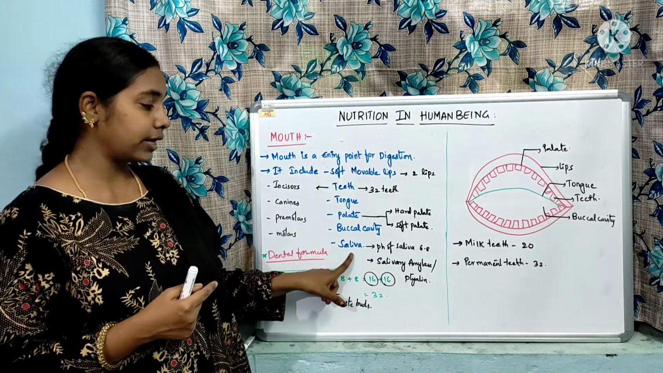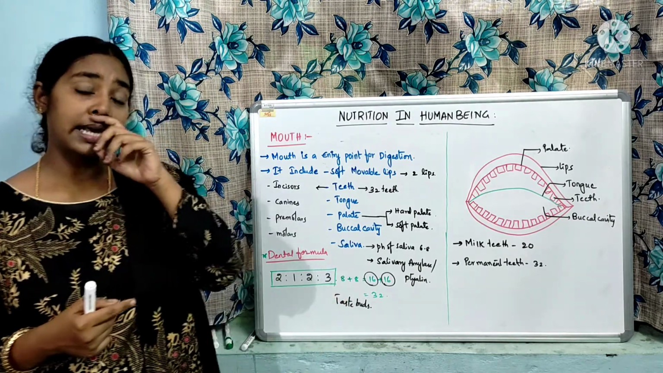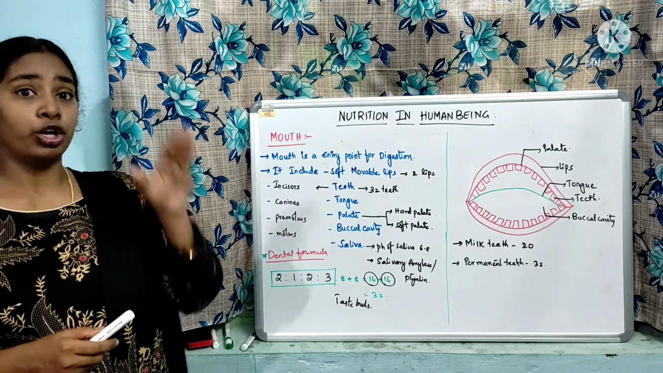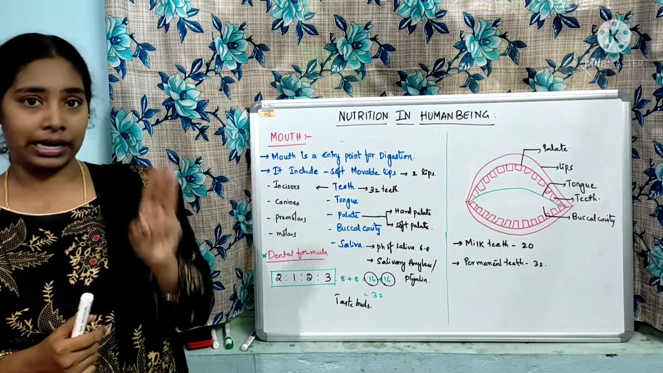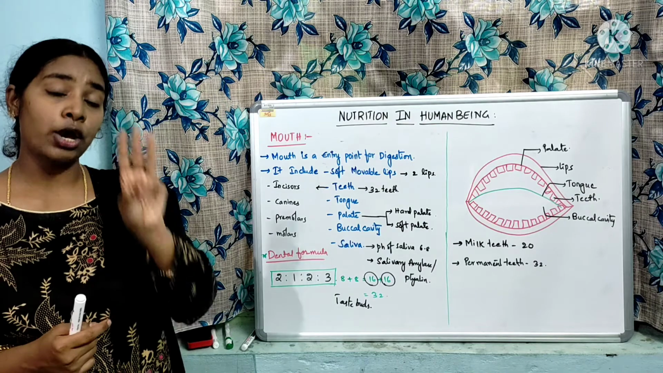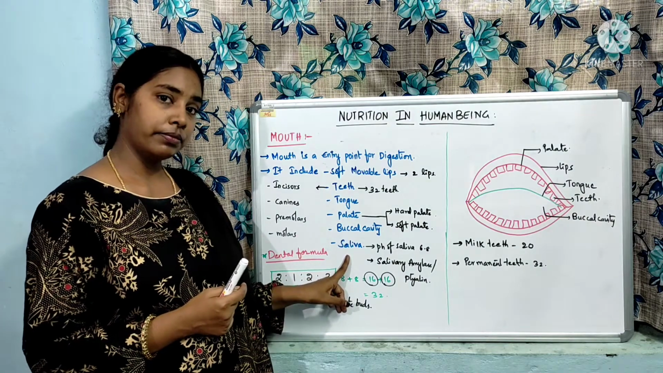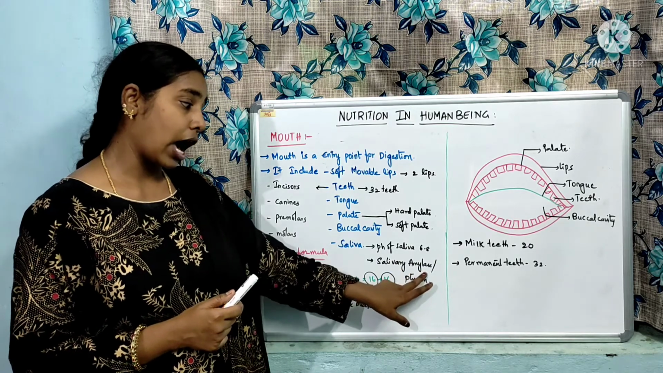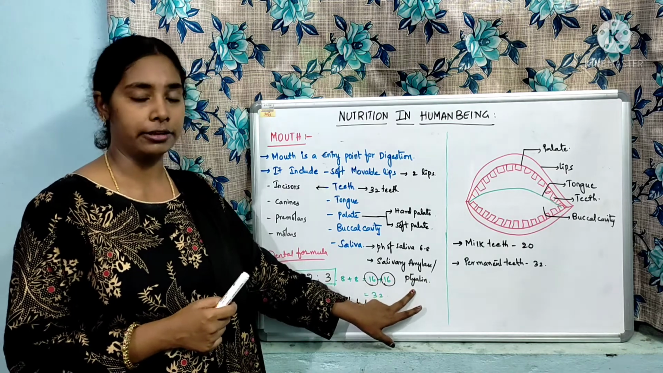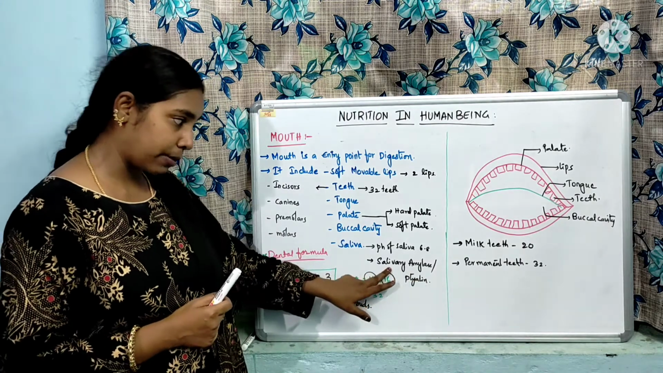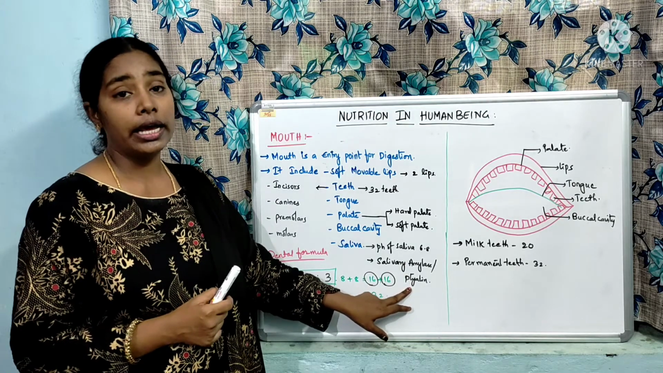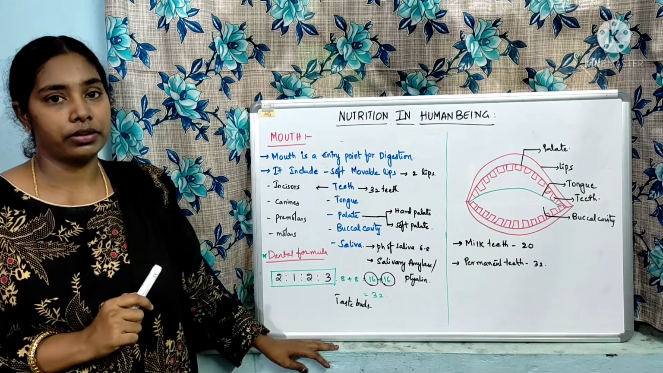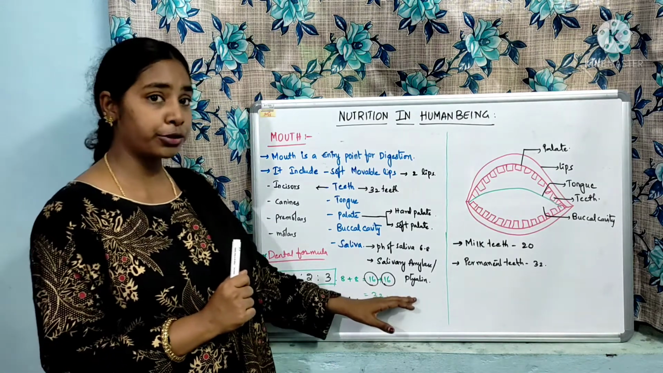Next, the mouth contains saliva. Saliva is produced from salivary glands. We have a total of 3 pairs of salivary glands, and those produce saliva. Then what is the enzyme present in saliva? That is salivary amylase, or you can call it ptyalin. This salivary amylase helps in the breakdown of carbohydrates into maltose.